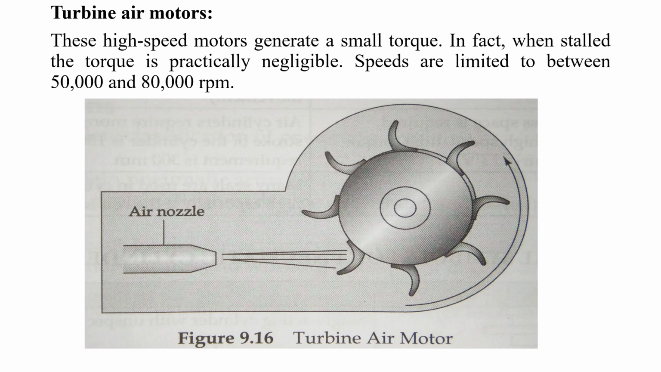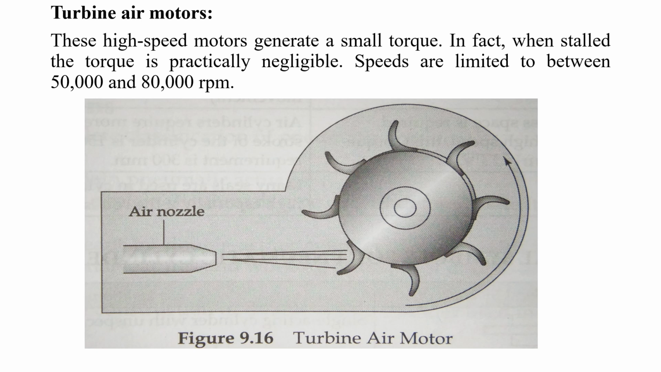Turbine air motors. These turbine air motors work on the same principle as the turbines used in normal power generation. There, we supply high speed, high pressure water that hits the vanes of the turbine so that the turbine blades rotate. But in this case, we supply high pressure air to rotate the blades of the turbines.